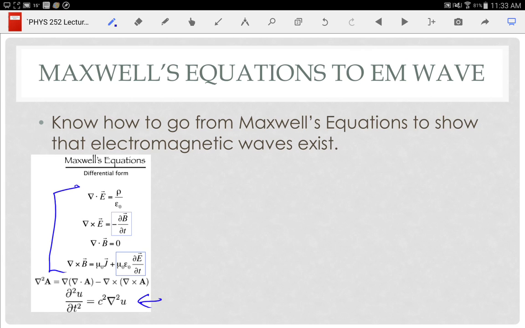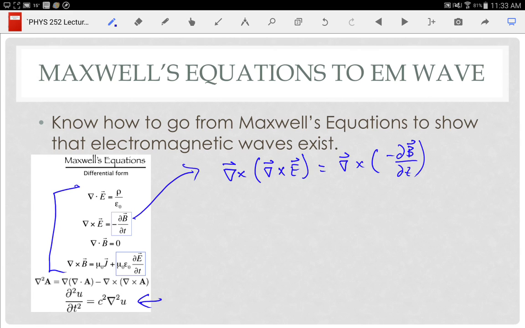Excellent. Nose on the memories. Okay, so here's how we did it. We started with this equation here, and we did del cross on both sides. That was our first move.